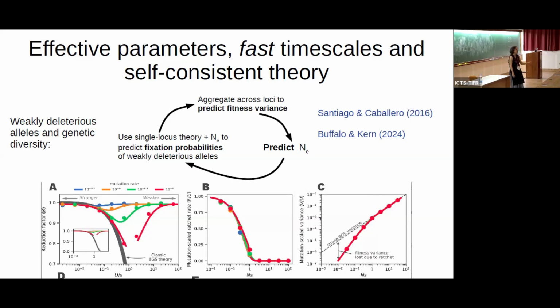So we know that with strongly deleterious alleles, there's background selection, a reduction in diversity at nearby sites, but the effects with weakly deleterious alleles are more complex. So how can we get at that? Again, if we knew Ne, we could predict.